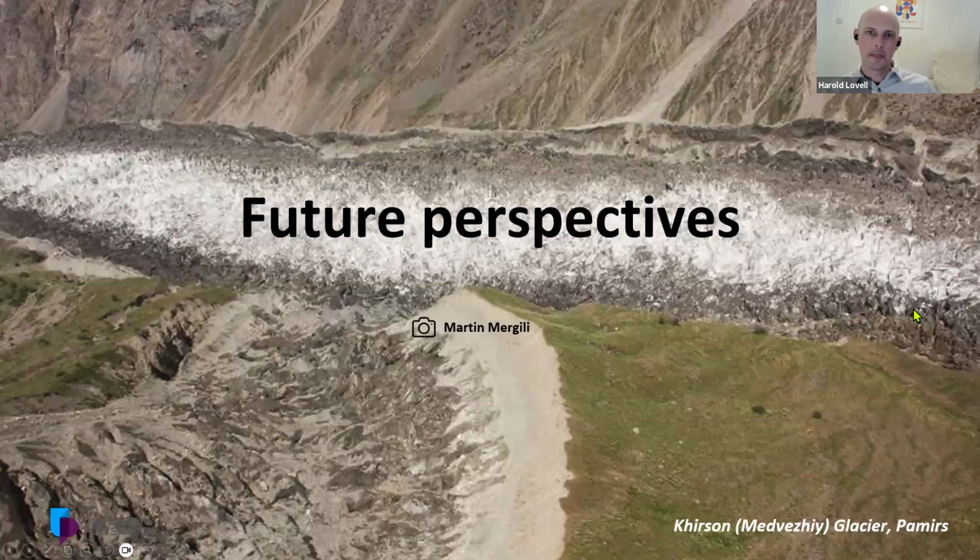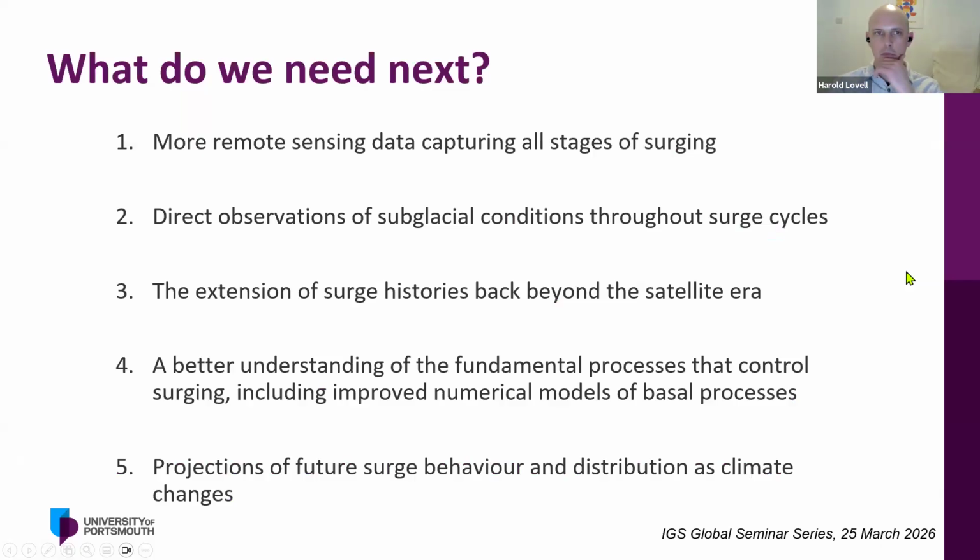Just to finish up with some perspectives on what perhaps would be useful moving forwards in terms of surging research, and obviously please do add to these. I think remote sensing data is great, and we see some really great advances in the technologies and the sorts of things we can produce, the sort of stuff that Eric and Andy Keb have been doing, for example. But we still need more, and there are certain parts of the world which are data poor in this direction. So that's always useful to think about.